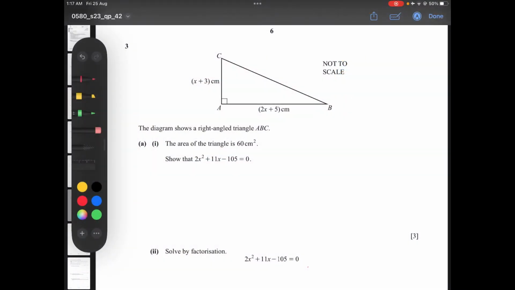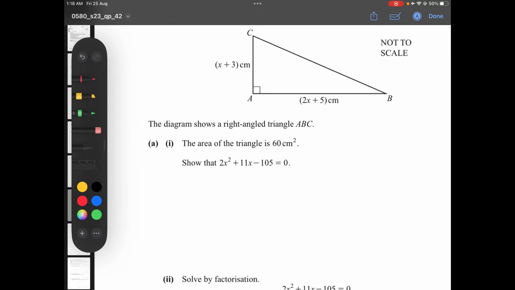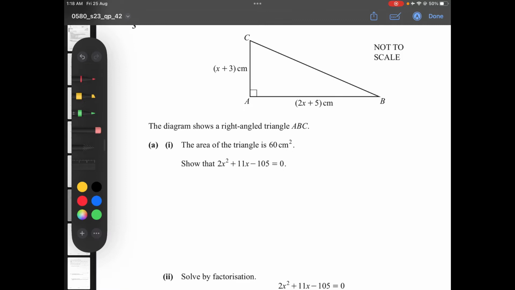Alright guys, now we're moving on to question number 3. The diagram shows a right angle triangle ABC. The area of the triangle is 60 cm squared. Show that 2x squared plus 11x minus 105 is 0. The area of this triangle is half of the base, which is 2x plus 5, times the height, which is x plus 3, equals 60.